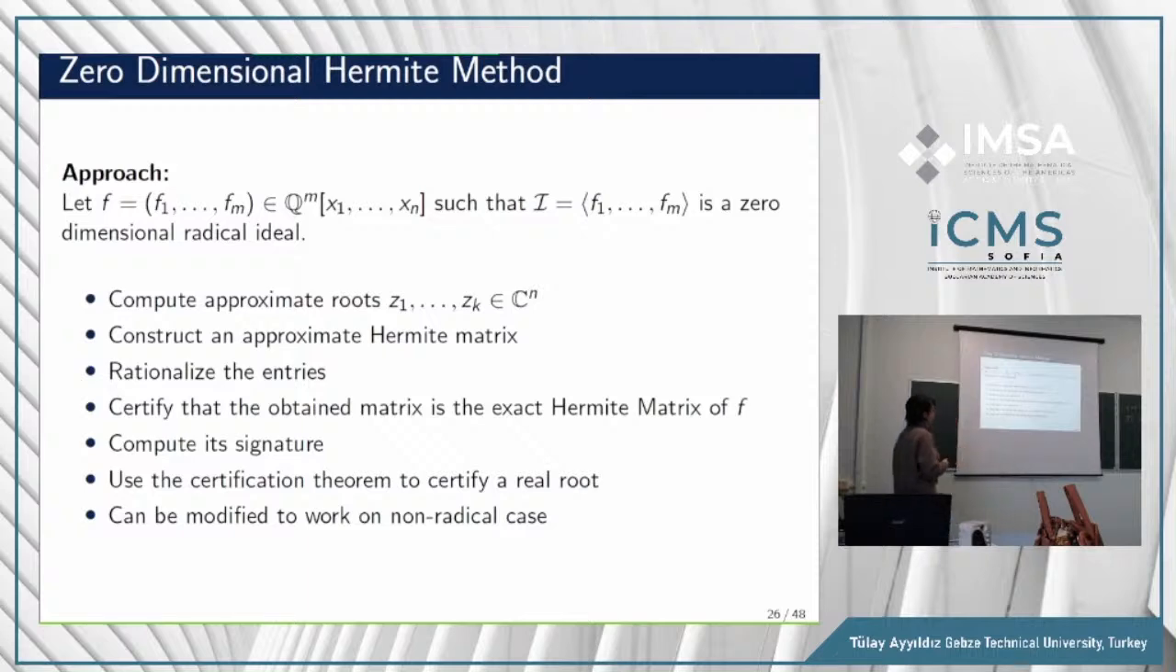And we compute the signature. I will remind you of the signature. Then we use the certification theorem. This is actually a very simple theorem that I will show you. Using that theorem, we can understand if that is really a good approximation or not. So we can certify the approximation.